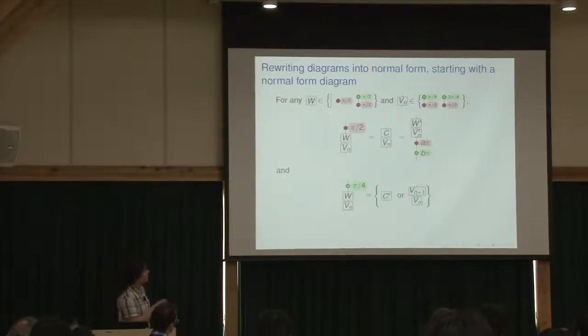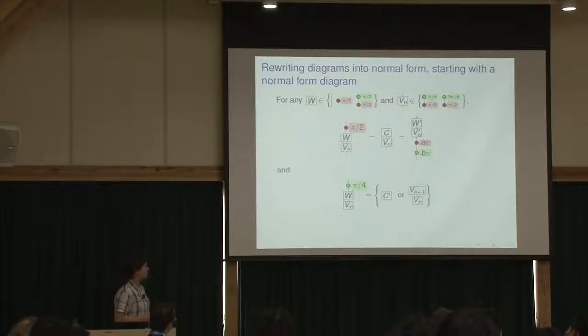In the second case, where W has some red pi by 2 inside it, the green pi by 4 is just going to combine with that into a new copy of V. So if we apply a green pi by 4 phase to our normal form diagram, the result is going to be either a normal form diagram which has one fewer copy of V, or one which has one more copy of V. But in either case, we can rewrite it to normal form.